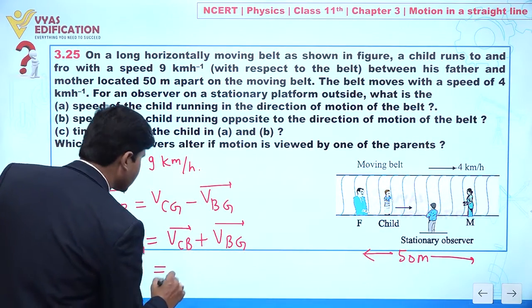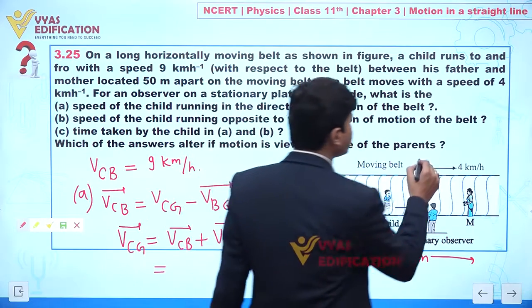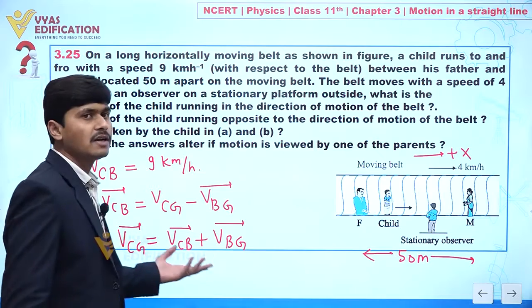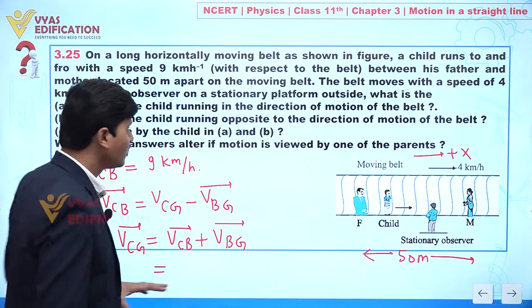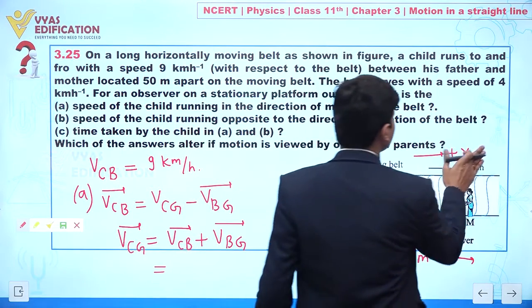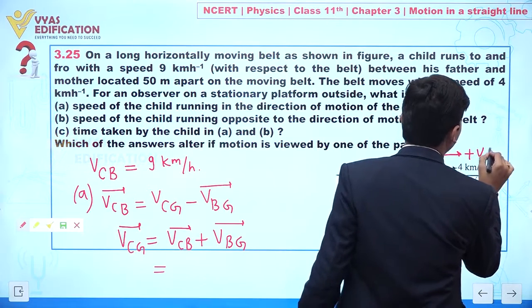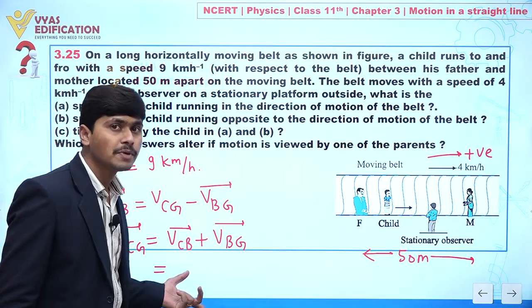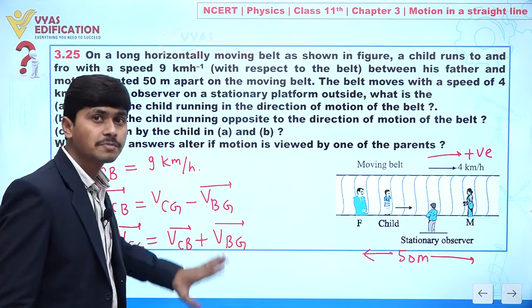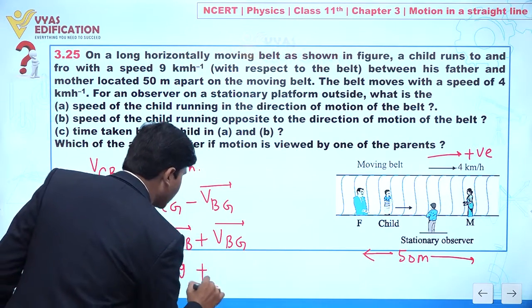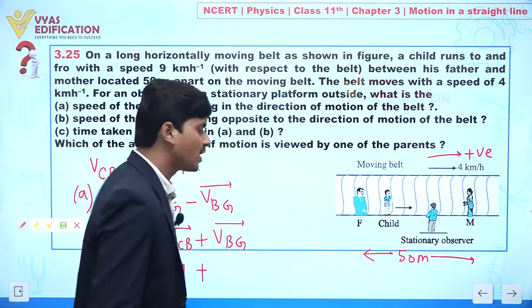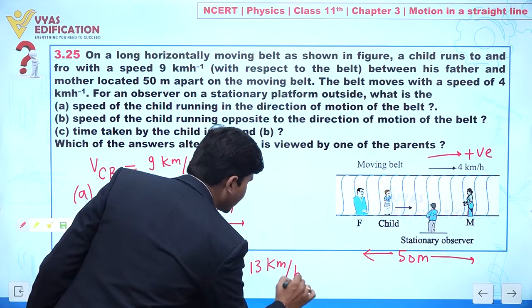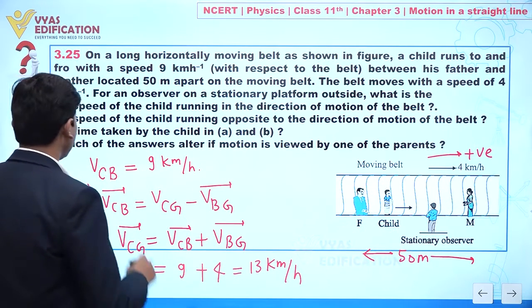Clear? It means, let's suppose we are assuming this direction is the positive x-axis, so we can write like this, velocity of child with respect to belt. No need to write the vector here. So velocity of child with respect to belt is 9, plus velocity of belt with respect to ground, we have 4. So total we can say this is 13 km per hour. Clear to you?